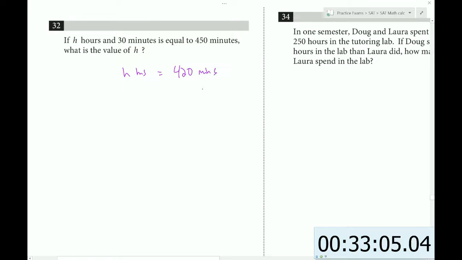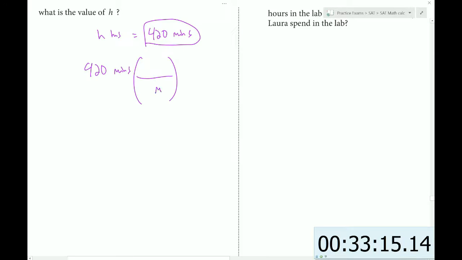And effectively what we want to do then is convert this into hours. So to convert this into hours, we need a conversion factor. And we know that 1 hour is equivalent to 60 minutes, so we just can divide this number by 60. So the zeros cancel. And how many times does 6 go into 42? 7 times, right? So we have 7 hours.